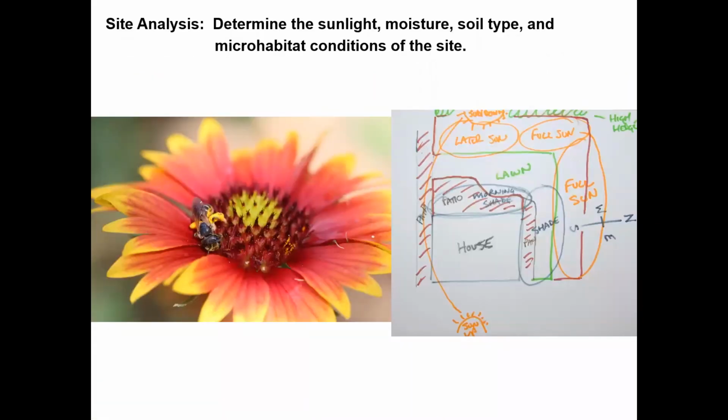Then you want to look at your site a little bit more in detail. And you can do this very simply, as I show an example on the right. You could do this on the back of an envelope if you wanted to, where you just draw out your land, your landscape, and you can use Google Earth or other methods to do this. But you want to determine what's the sunlight, moisture, soil types, what are the conditions of the site? Where's the sunrise? Where does it sunset? What are the seasonal changes relative to full sun versus partial sun exposure versus shade? And make note of that.